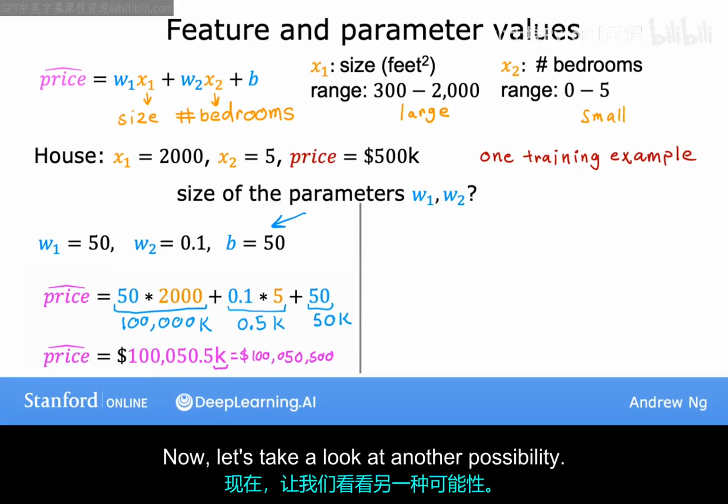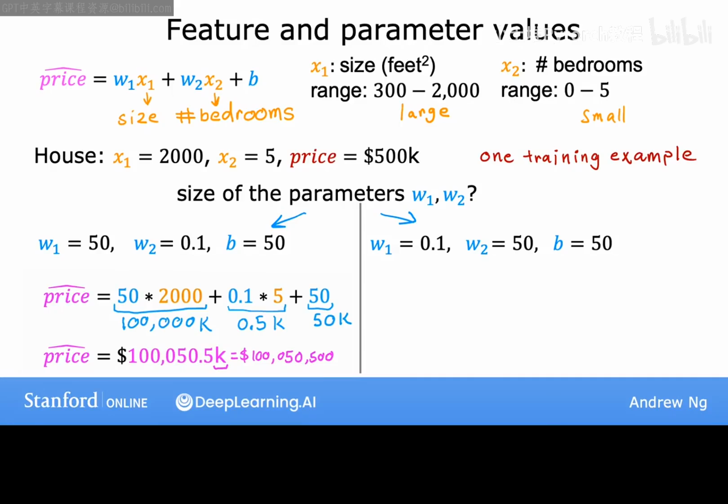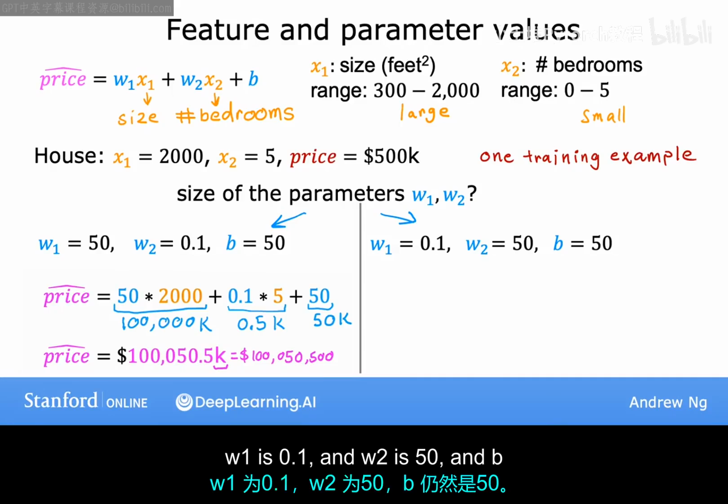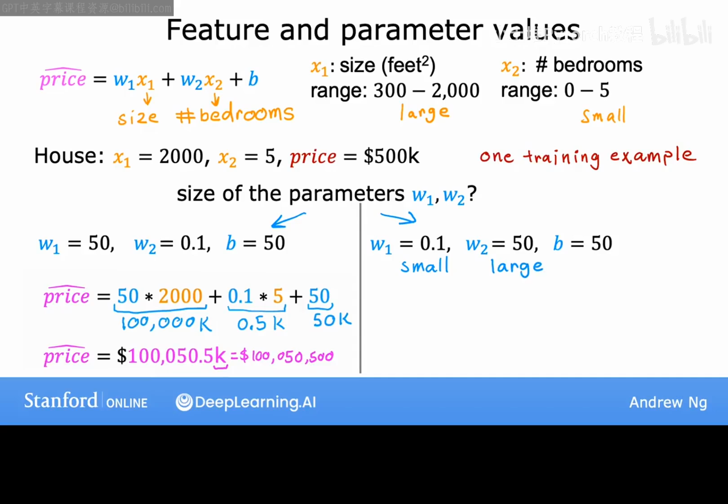Now, let's take a look at another possibility. Say W1 and W2 were the other way around. W1 is 0.1 and W2 is 50, and B is still also 50. In this choice of W1 and W2, W1 is relatively small and W2 is relatively large. 50 is much bigger than 0.1.